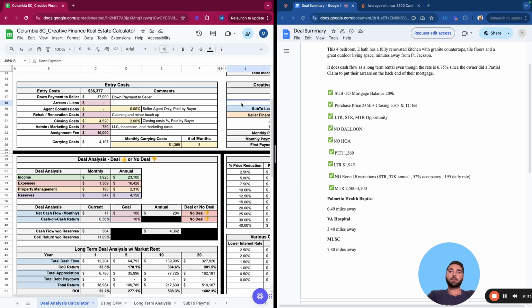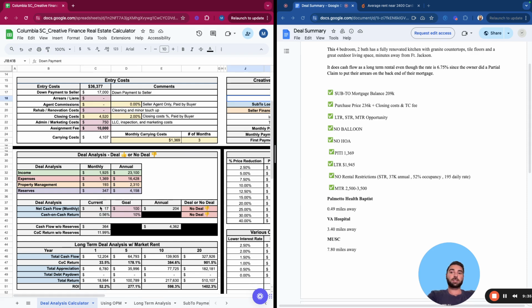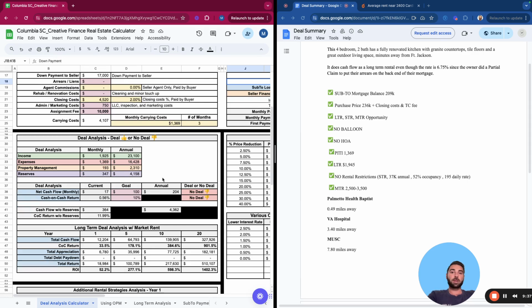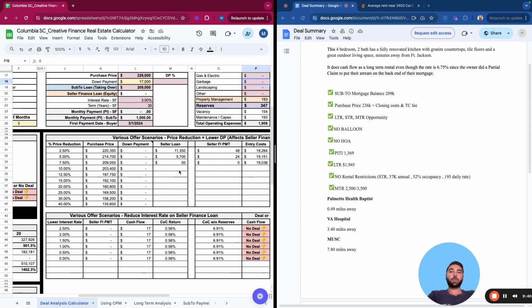Or if it rents for $25 less, you're already making negative cash flow. This wouldn't be a deal for me. However, let's see, what can we do differently?